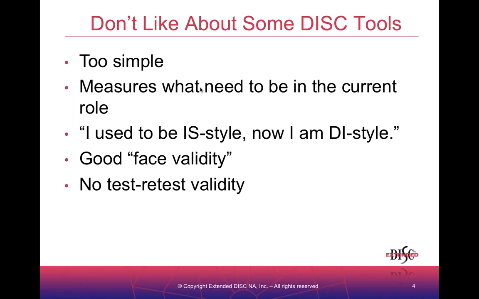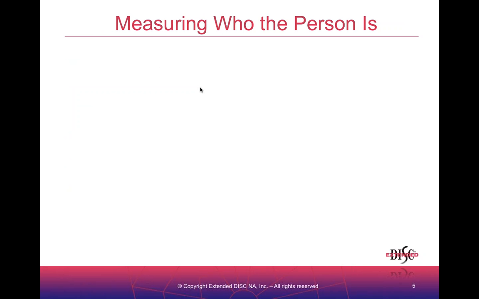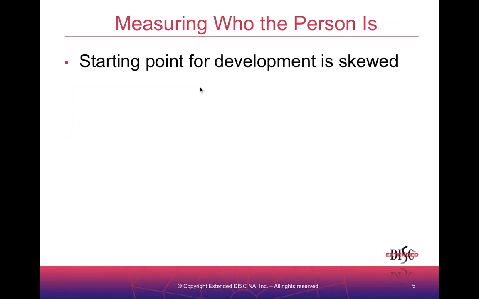So not all DISC measures hardwired styles, is what you're saying. Right. So if we really want to measure who the person is, some of the DISC tools are frankly failing. Mm-hmm. And I think a valid criticism of those DISC tools is that the starting point for development is skewed. Like in that example I just shared, let's say, Christina, you're my coach. Remember, I'm truly an S style, but my results are showing me as a D style because I'm responding to the demands of my environment.